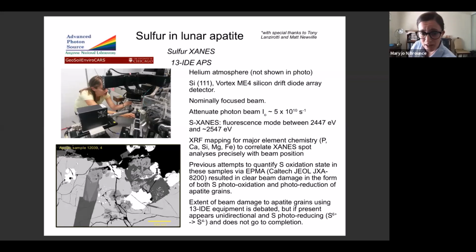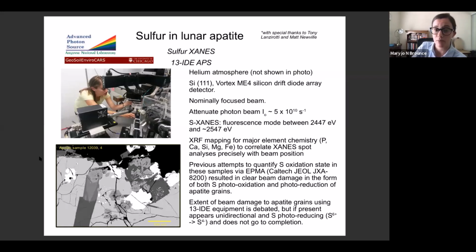And so I think it is becoming really clear that we should stay away from conventional microprobe measurements for stuff like this. Whether we're doing beam damage at 13-ID with our setup, like I described here, we're talking about it, but it appears, if it's happening, it appears unidirectional, which is to take some proportion of sulfur 6+ and reduce it to sulfur 4+. And it does not go to completion.